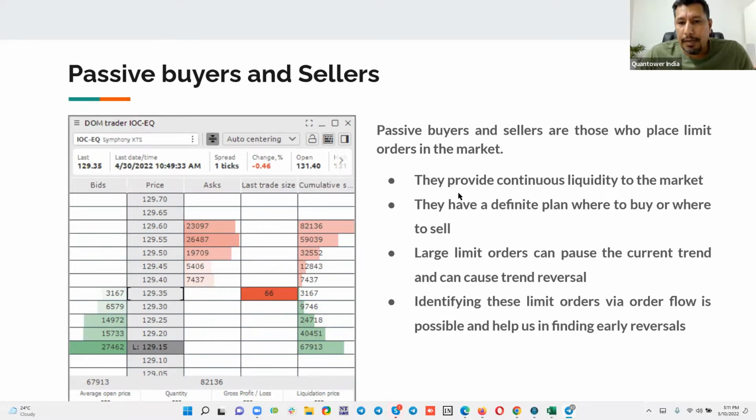So identifying these limit orders in order flow is possible. One of the concepts that we have developed, which we already discussed in the past with some of you, is where we can easily identify whether there are big buy or sell limit orders sitting on the market order book, trying to execute these orders. We will show you how exactly these orders limit the price movement in a particular direction.